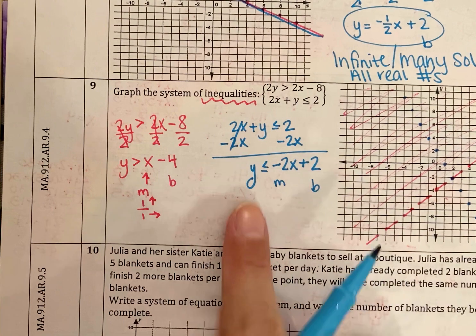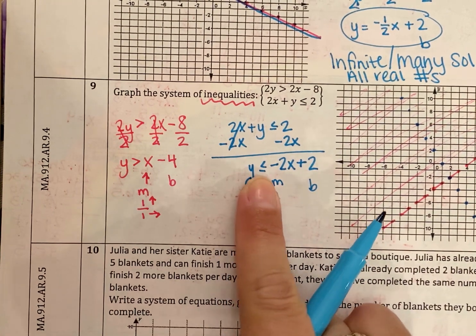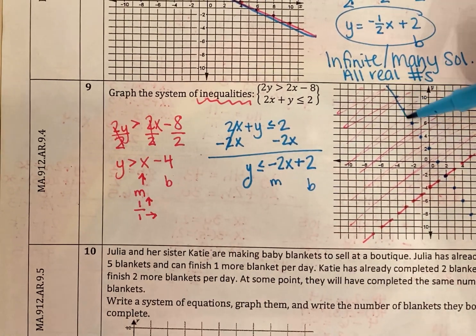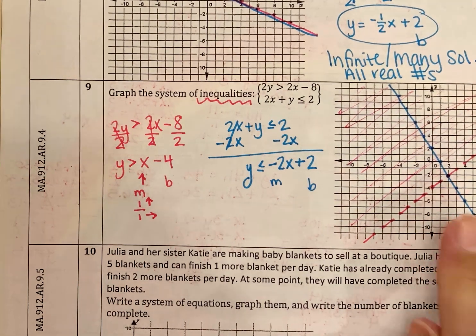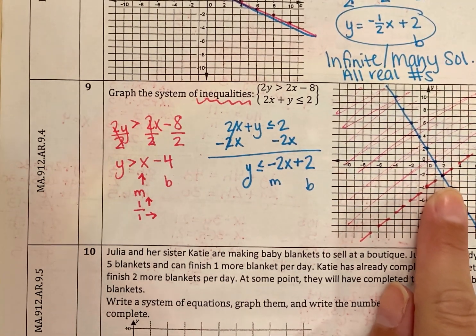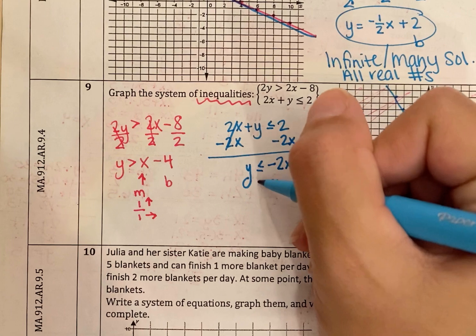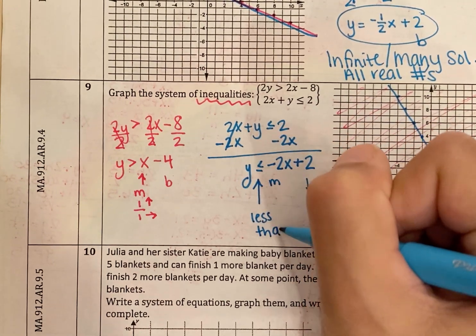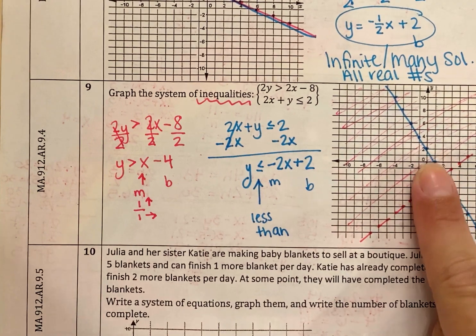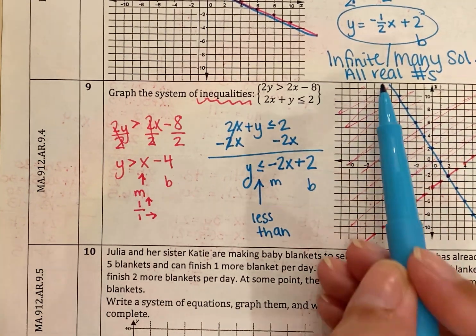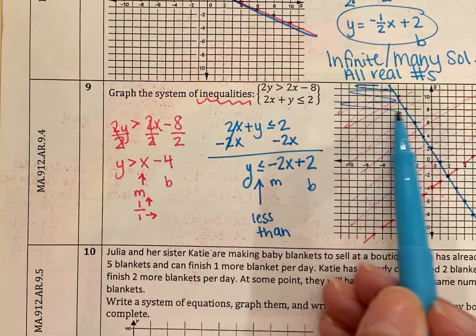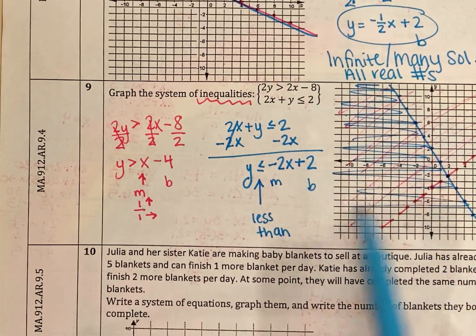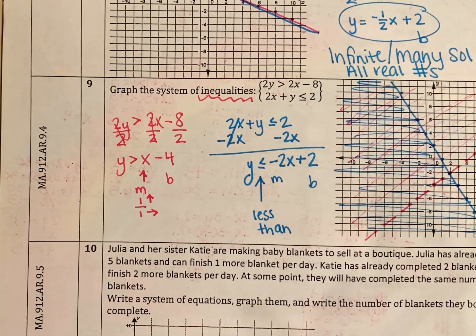This is not a dashed line, it's a full line because it's "or equal to," meaning it's including the numbers on that line. So you're not looking for the corner point where they cross, you're looking for a double shaded region. This is a less than symbol, meaning I'm shading everything below, so I'm actually shading everything basically to the left-hand side of this line. So you're looking for the double shaded region.